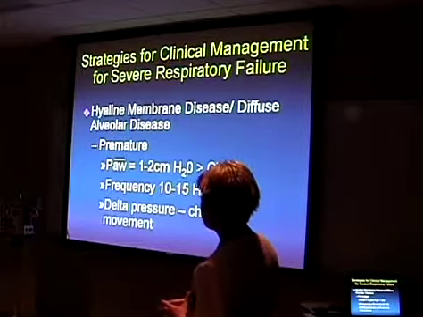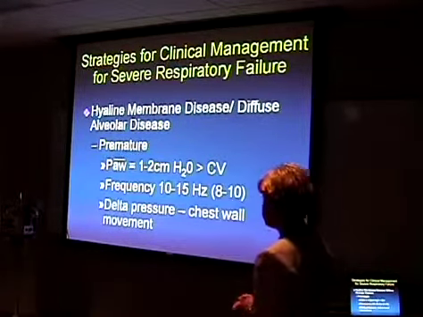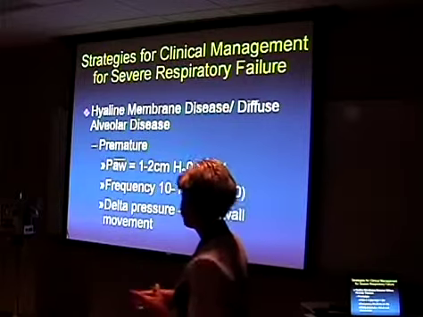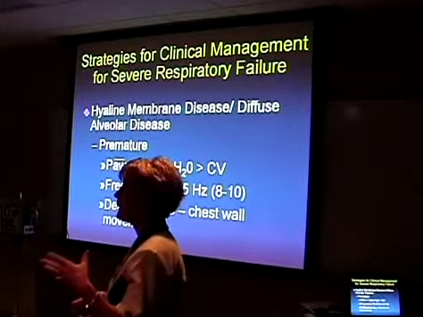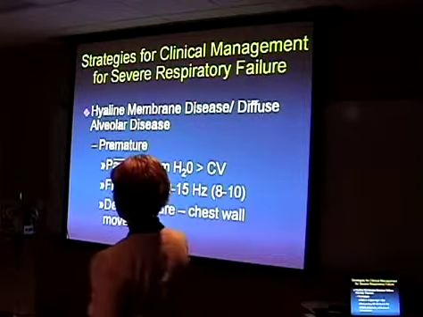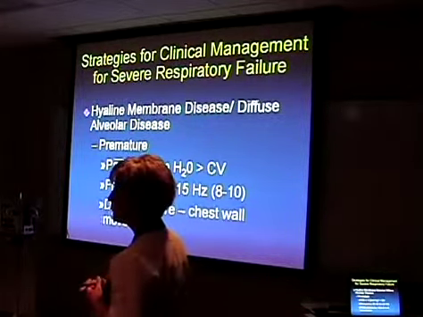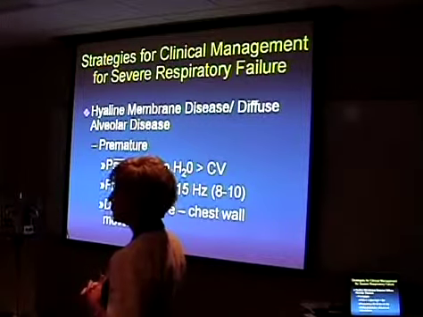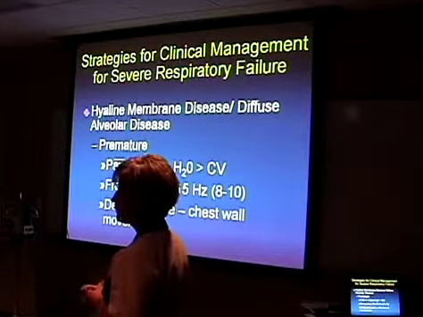So if you've got a baby with hyaline membrane disease or diffuse alveolar disease, a preterm baby, if you went to pick up that baby and was on conventional ventilation, you can expect that you would want to put your mean at about 1 to 2 above what is on conventional. That's where you can expect.